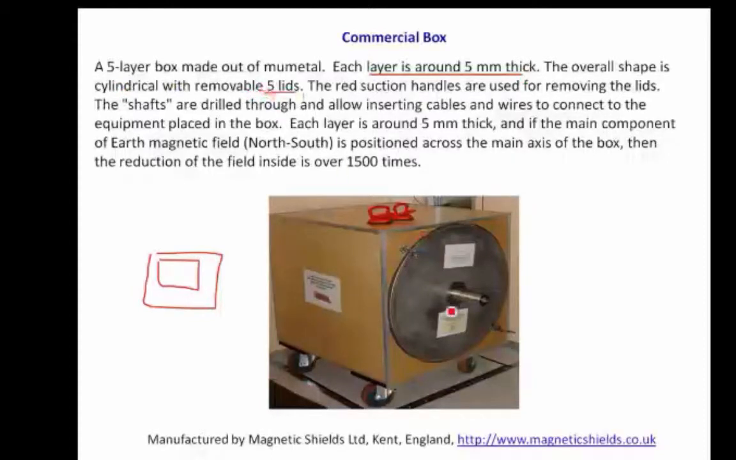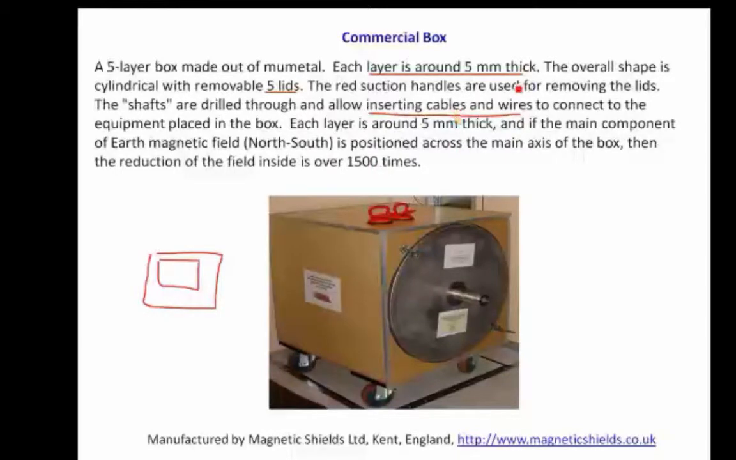So here's the cylinder here, and the way you enter this region is they have these little suction cups that you can attach to the window and remove it from the cylinder. So that gives you access to the region that you're trying to do an experiment. They have access holes for inserting cables and wires. Normally you need those to do your experiment.